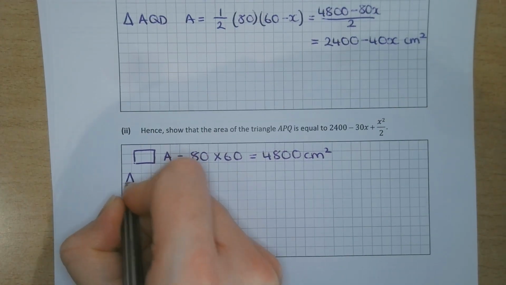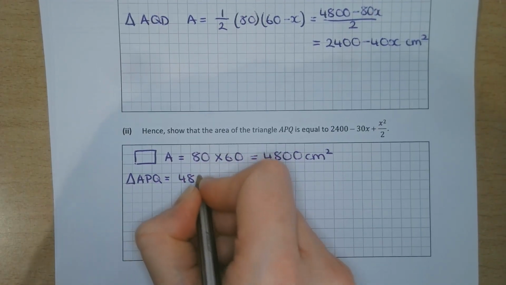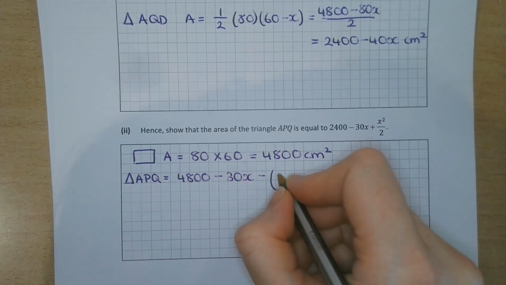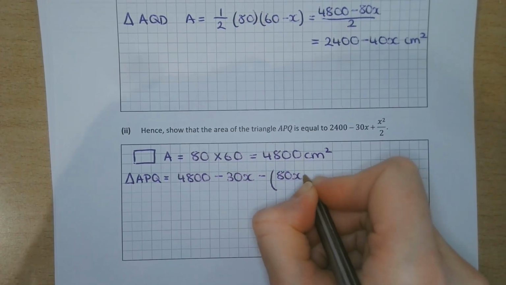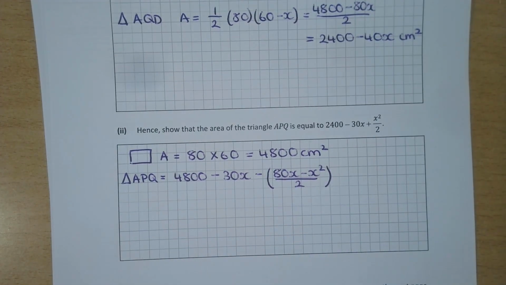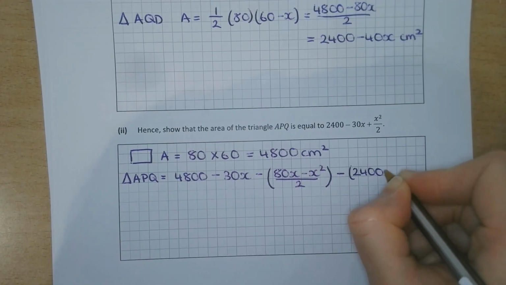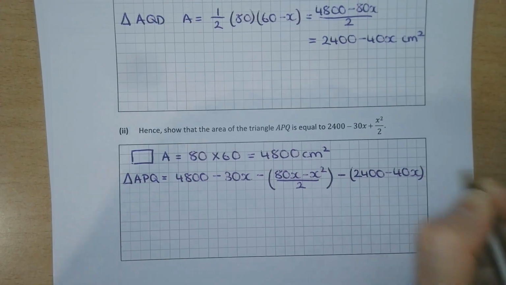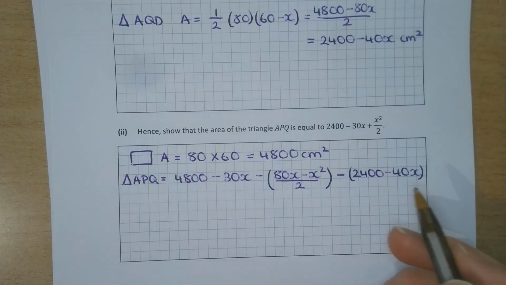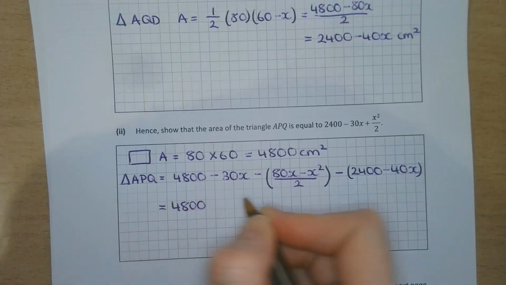So the triangle APQ will be equal to that 4,800 minus the 30x minus, and I'm going to put it in a bracket just to make sure that any of the signs are correct. So minus the 80x minus x squared over 2, and again minus 2,400 minus 40x. And do take care just to put them in a bracket, because that minus on the outside of that bracket is going to change the signs here. Okay, so work out what we can and try and tidy that up.